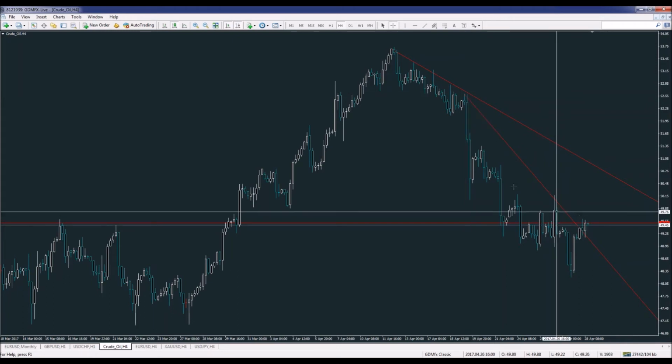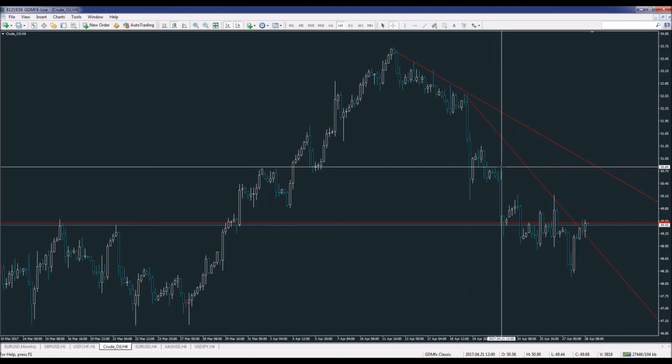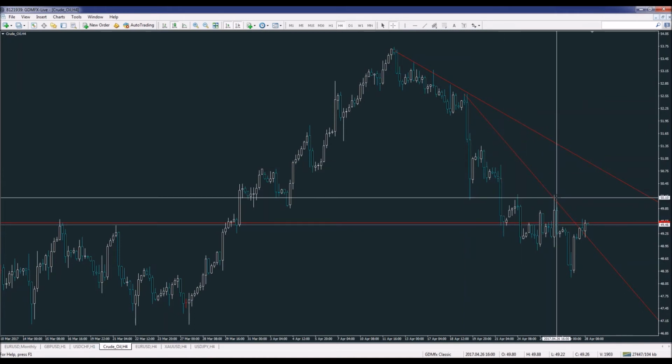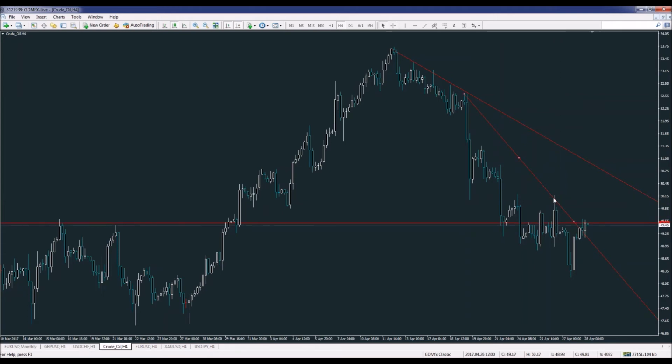Also, if we have positions on each peak here as well, we would be running pretty good profits at this stage. But the key to being a successful swing trader, as I mentioned earlier, is to hold your positions until the trend is over, and to see some reversals here on oil prices.